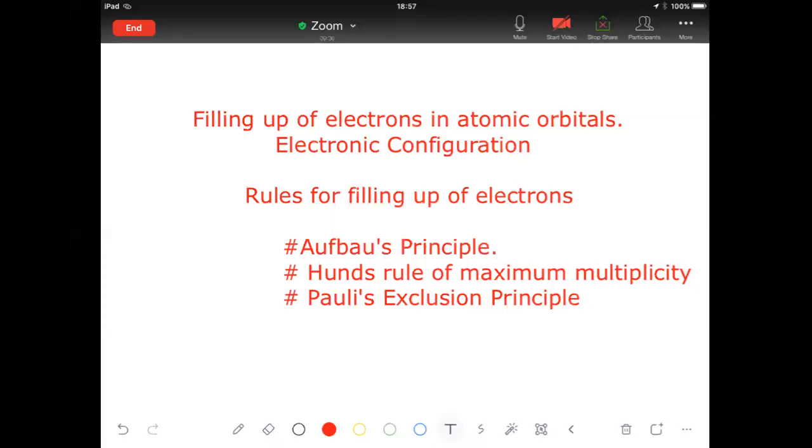Okay. And for that, we will randomly pick up certain atomic numbers and then we'll try to see what the electronic configurations are like. Okay. So I think I'll have to go to the whiteboard. So let me switch over to the whiteboard. Okay. So here we go.